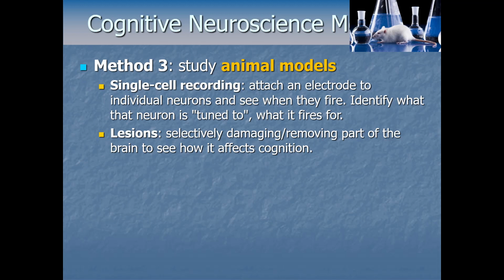This lets us have experimental control and precision in a way we can't get when studying humans who have brain damage by accident, right? Where, as I mentioned, in humans, the damage might be diffuse, it might be partially overlapping different areas. We get a lot more control here in animal studies.